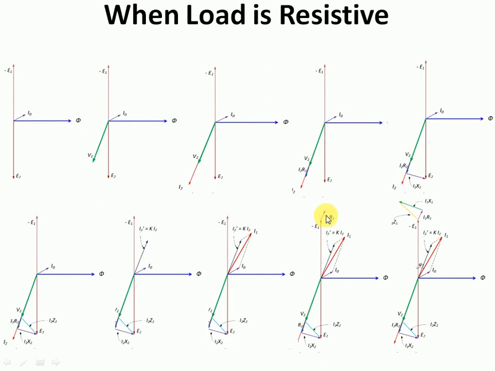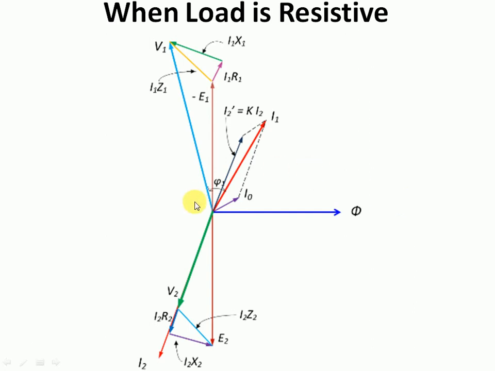Next we have to obtain j I1 X1. In order to obtain I1 X1 drop, you have to draw a line perpendicular to I1 R1 drop like this. This will be giving you I1 X1. So now you know E1 plus I1 R1 plus j I1 X1. This j itself indicates that I1 X1 is perpendicular to I1 R1. So E1 plus I1 R1 plus j I1 X1 will be giving you the value of V1. So the vector sum of E1 plus I1 R1 plus j I1 X1 is shown here as V1.